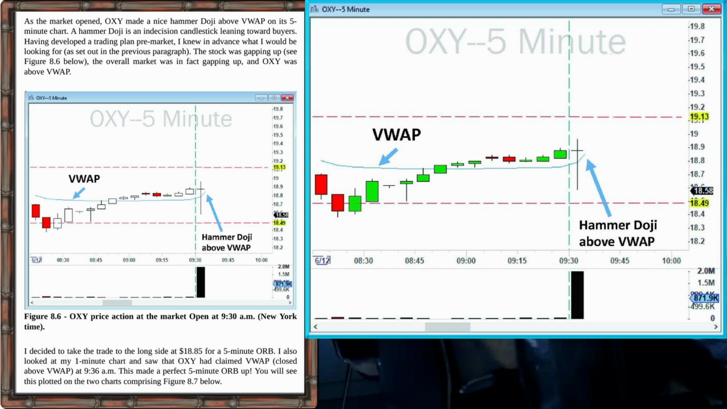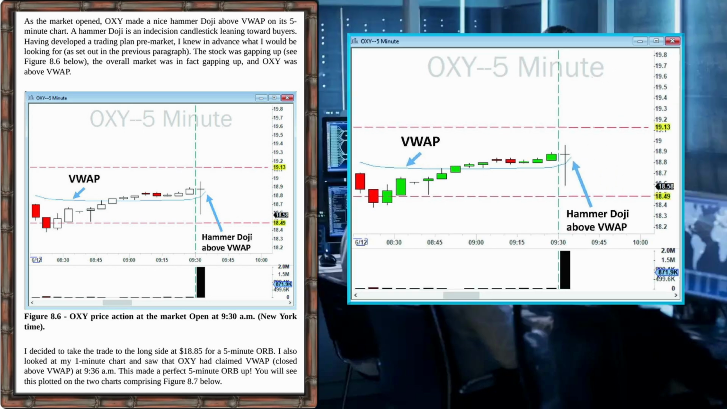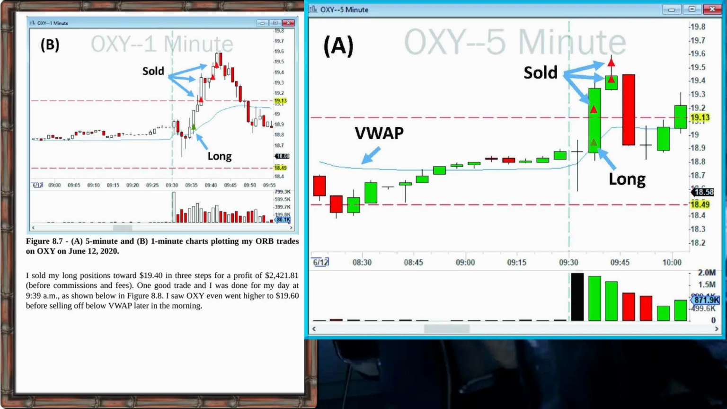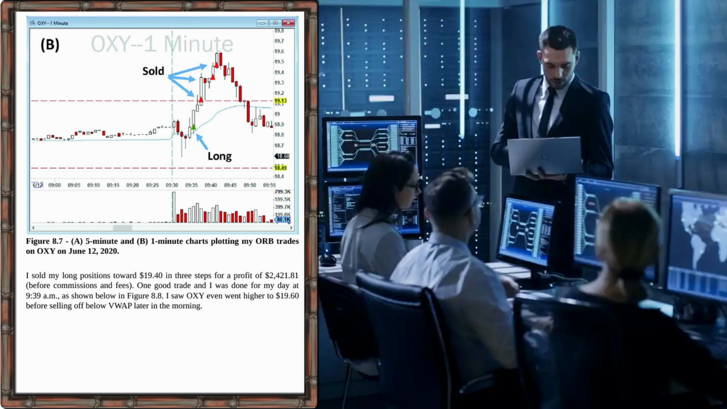I also looked at my 1-minute chart and saw that OXY had claimed VWAP, closing above VWAP at 9:36 a.m. This made a perfect 5-minute ORB up. You will see this plotted on the two charts comprising figure 8.7 below. I sold my long positions toward $19.40 in 3 steps for a profit of $2,421.81 before commissions and fees. One good trade, and I was done for my day at 9:39 a.m.